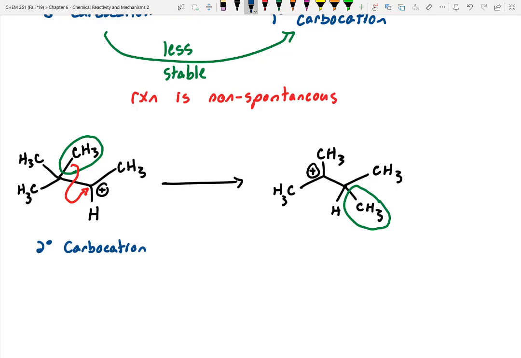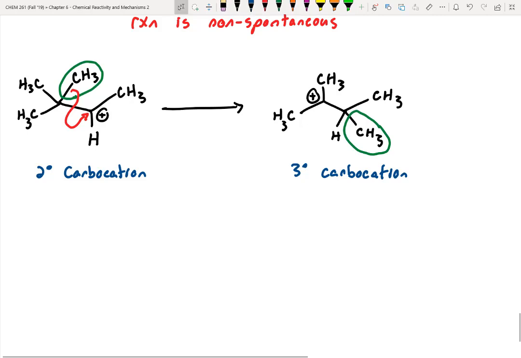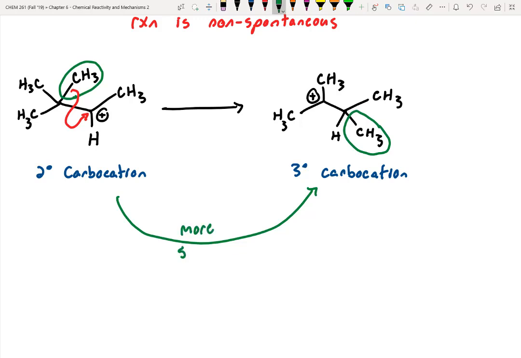What about on the right-hand side? It'd be tertiary. All right, so in this case, going from secondary to tertiary, we're making the system more stable. Therefore, the reaction is spontaneous.